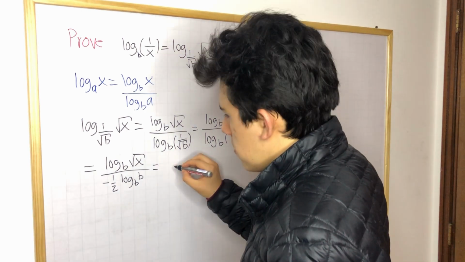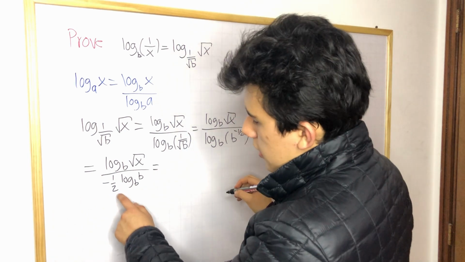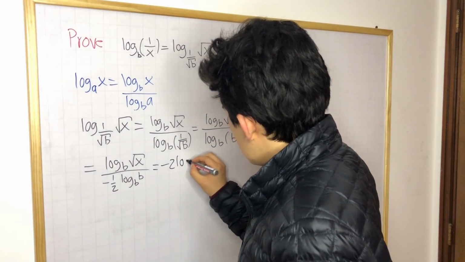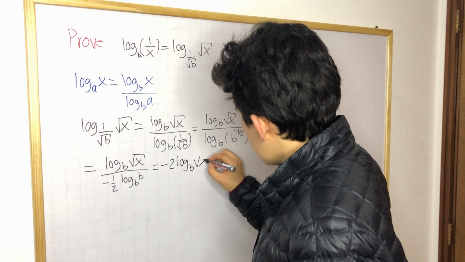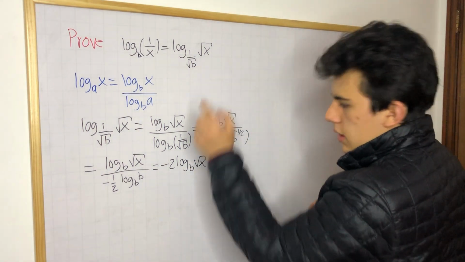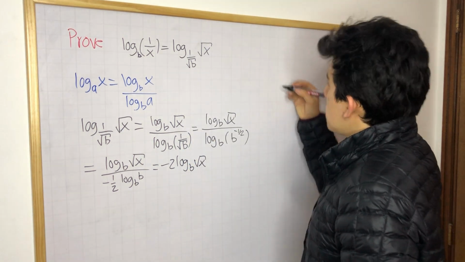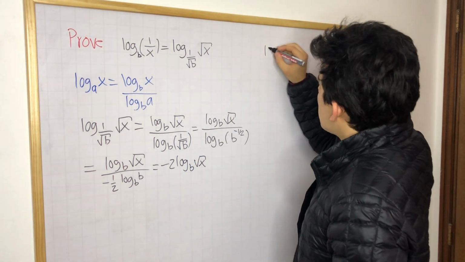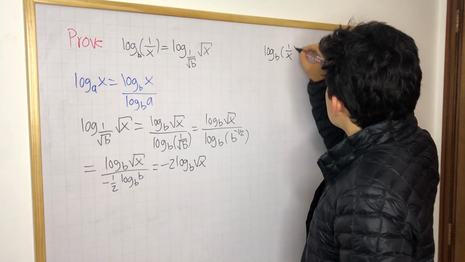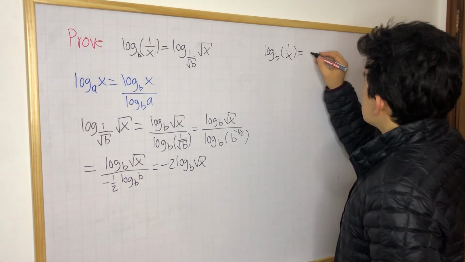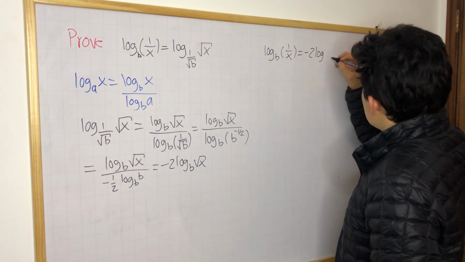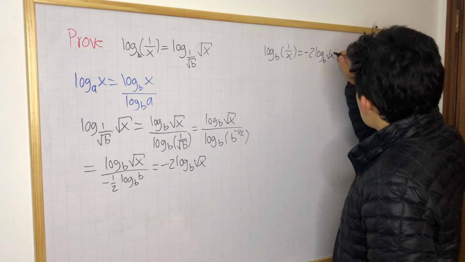Now let's keep simplifying it first. We can switch the fraction and multiply. This is going to be minus 2 times log base b of square root x. Okay, we get this value. Now let's plug it into the equation. We have that log base b of 1 over x should be equal to minus 2 log base b of square root x.